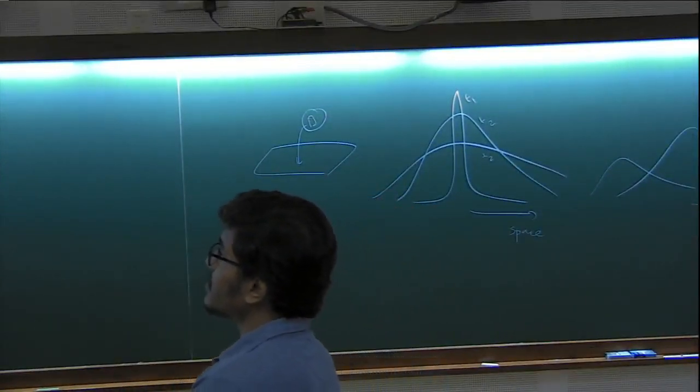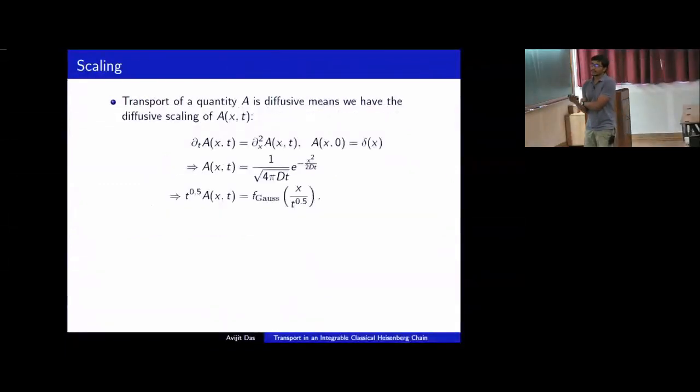So what is scaling? The diffusion equation gives me this diffusive scaling. This is the first equation we solve when we study partial differential equations in physics, right? We have this diffusion equation and this sweet delta function initial condition, and we get this solution.